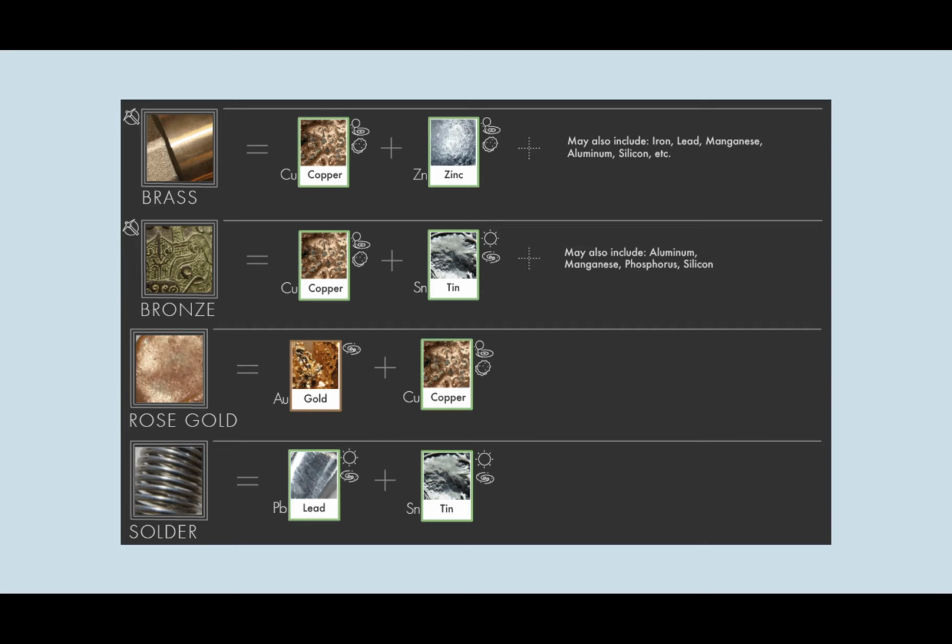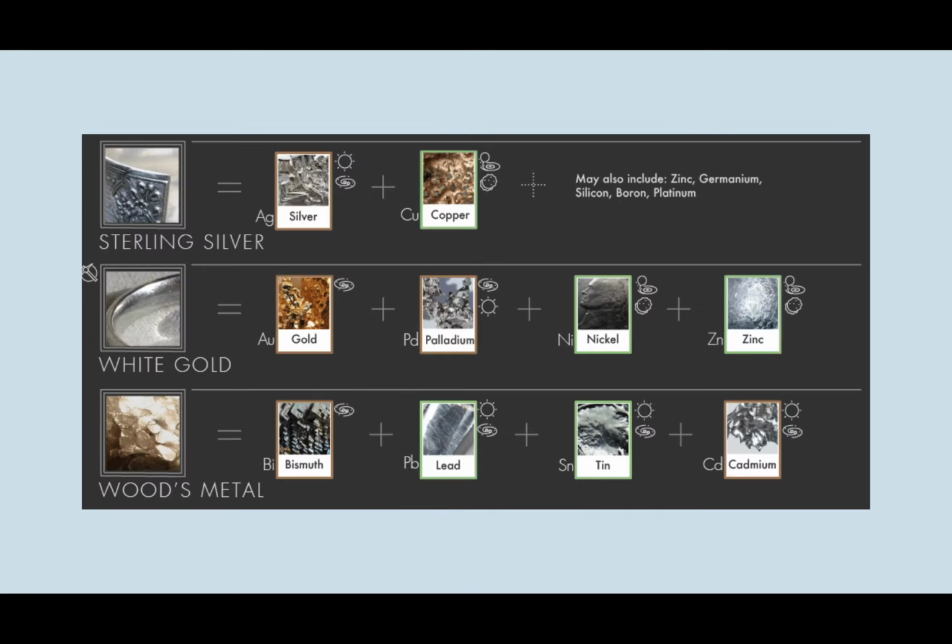Again, these all have common uses in our everyday lives, but they don't exist as a single element. They are an alloy, a combination of 2 or more elements. We also have sterling silver, which is silver and copper. We have white gold, which is a combination of gold, palladium, nickel, and zinc. And we have Wood's metal, which is bismuth, lead, tin, and cadmium. Again, there are many more alloys out there. These are just some of them. I'm sure you've heard of some of them already.